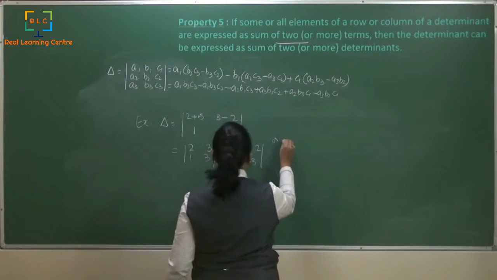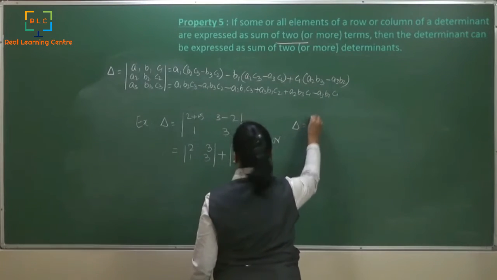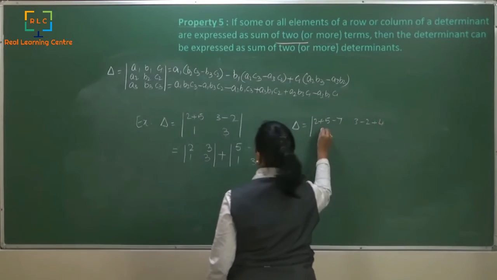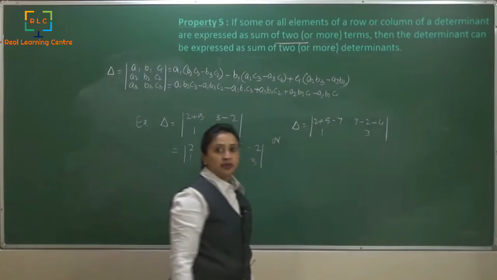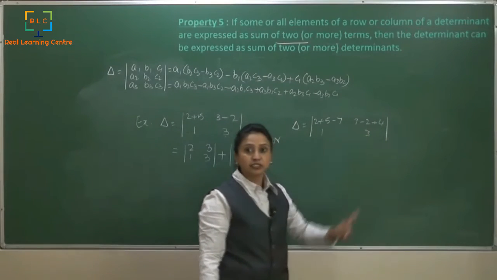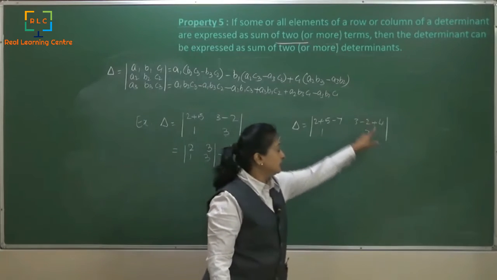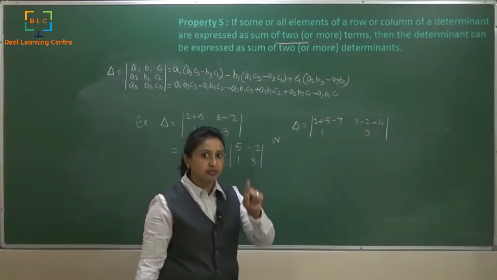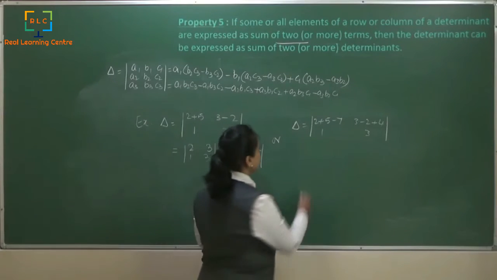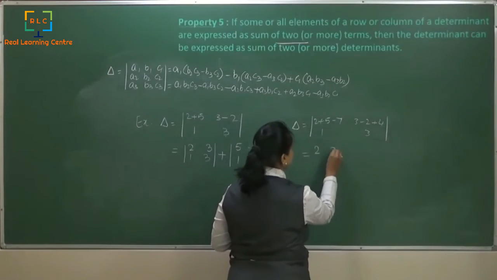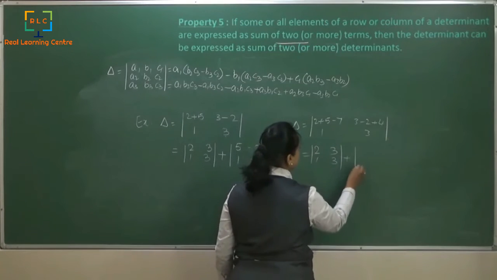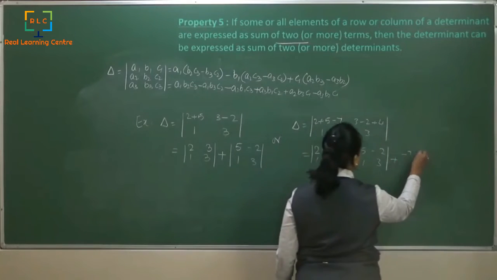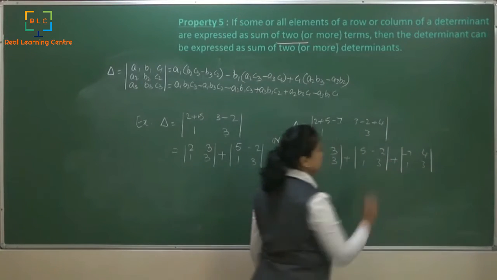Or if it is addition of three elements, so delta is equal to, I shall say 2 plus 5 minus 7, 3 minus 2 plus 4, 1, 3. If elements of any one row is addition of three terms, then this total determinant can be written as sum of three different determinants using the first element, second elements and the third element. See, this will be equal to, I shall take 2, 3 first elements, 1, 3 plus, next I will take the second elements, 5 minus 2, 1, 3. Next I will take the next elements, minus 7, 4, 1, 3. You get the determinant like this.